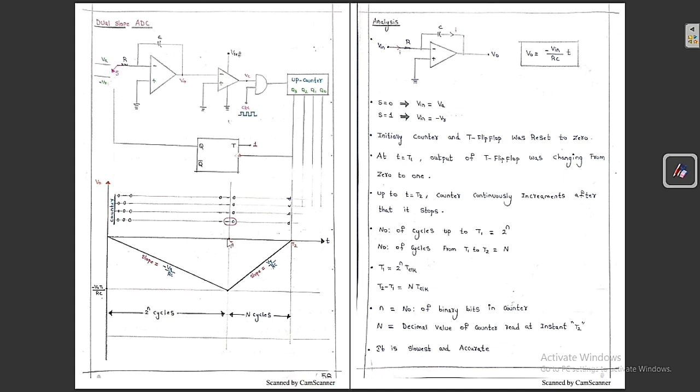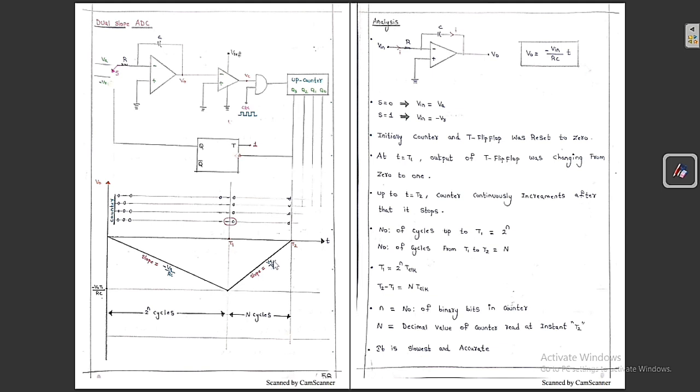So you can see up to this time, the output voltage is following the slope of minus VA by RC, but at this instant, a negative triggering has occurred. So therefore, now the input voltage is minus VR. So if you substitute minus VR in place of VA, we are going to get plus VR by RC into T. So the slope is positive.